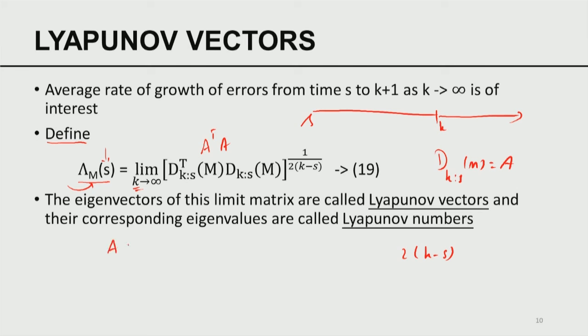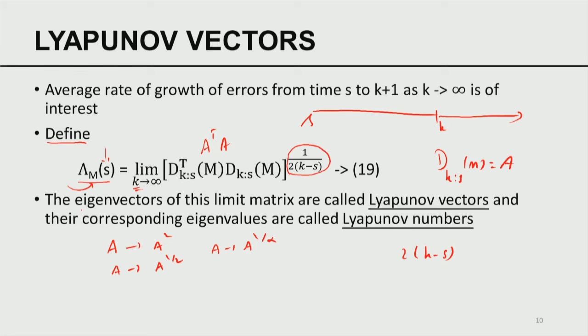Please understand, given a matrix A, I can consider A square. Given matrix A, I can consider A to the power of 1/2. Given a matrix A, I can consider A to the power of 1 over alpha for some alpha. So this is the matrix. I'm considering 1 over 2 times k minus s. What is k minus s? K minus s is the time difference between the starting point and the final time. K goes to infinity, so k minus s goes to infinity. So this matrix plays a fundamental role.